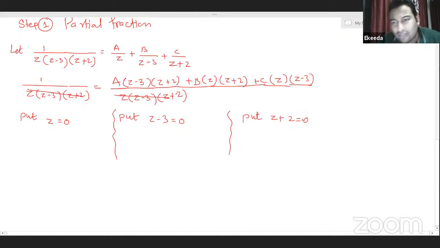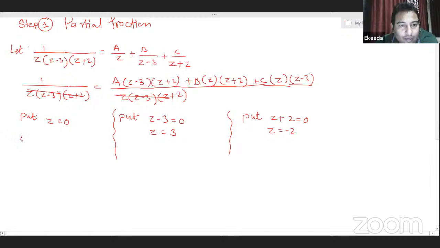See, this is a partial fraction, so it's not related to the Laurent series. You can solve partial fractions in any way you like. So what I'm doing here, there are three linear factors, so I'm setting each to 0. So z equal to 0, z minus 3 equal to 0, and z plus 2 equal to 0. This means z equal to 3 and z equal to minus 2. Let us put these values in the above equation.